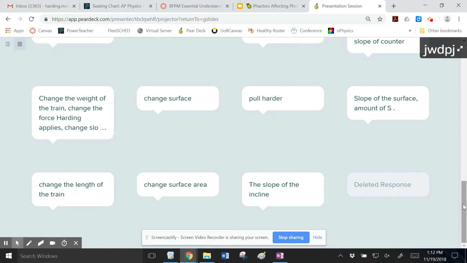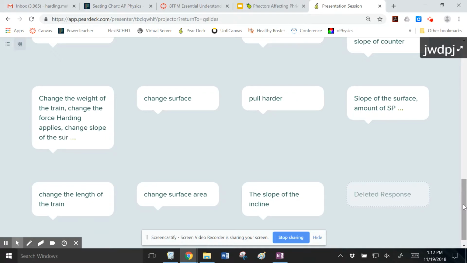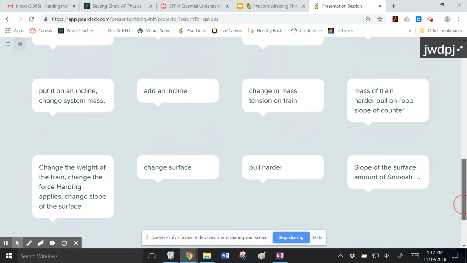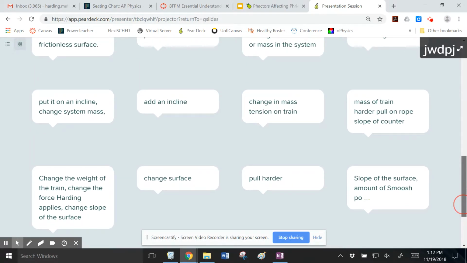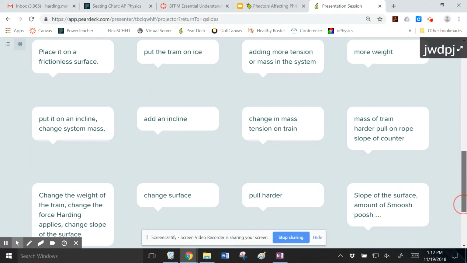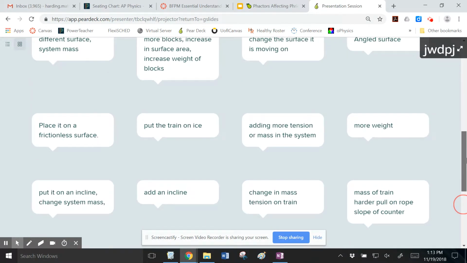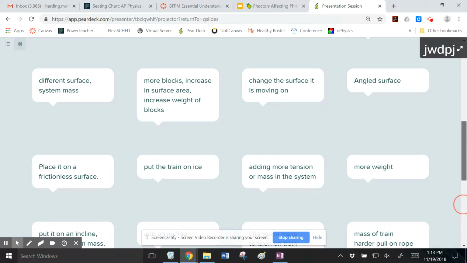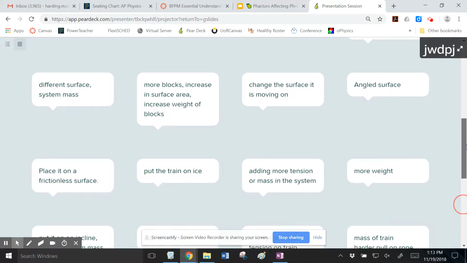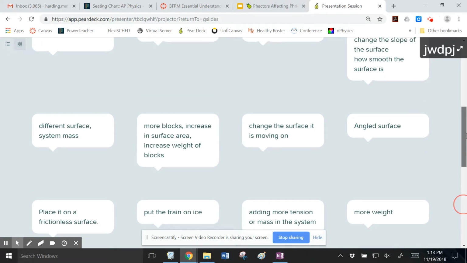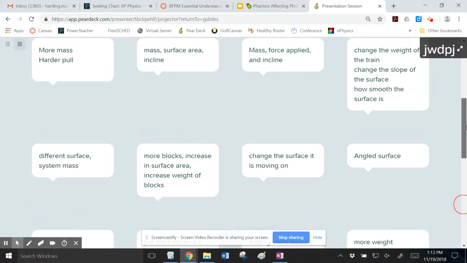Okay, some of you are still typing, but we can look through some of this stuff. We see change the surface area, change the slope of the incline, change the length of the train, change the weight of the train, change the force Harding applies, put it on an incline, place it on a frictionless surface. Okay, that would probably change the amount of friction. Put the train on ice. Okay, where are we going to find ice at this time of year?